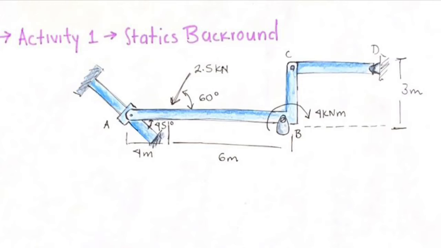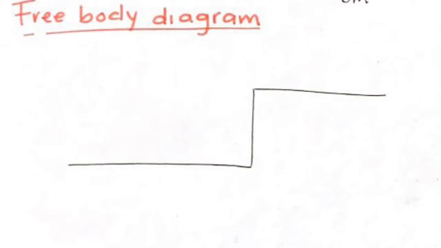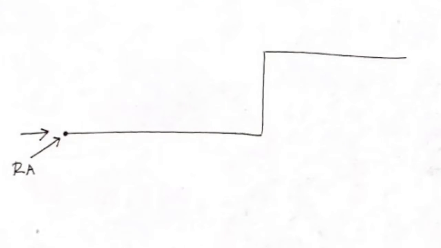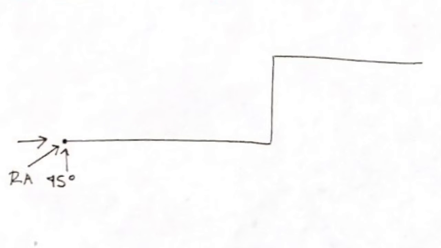So here's the diagram that we're gonna solve. We're gonna start with the free body diagram. So here's the initial figure. We have a force here. We have another force that we're gonna call RA over here. A third force here, and the 45 degrees that are shown in the original diagram.